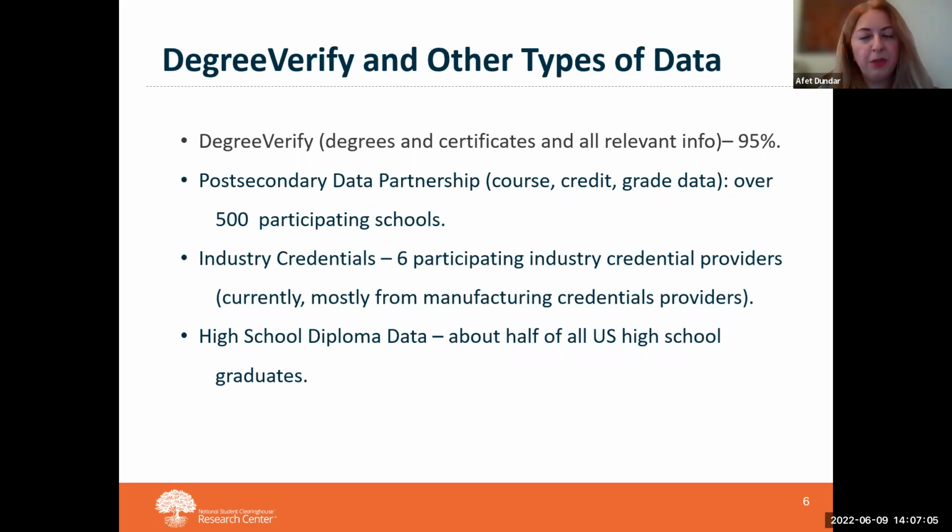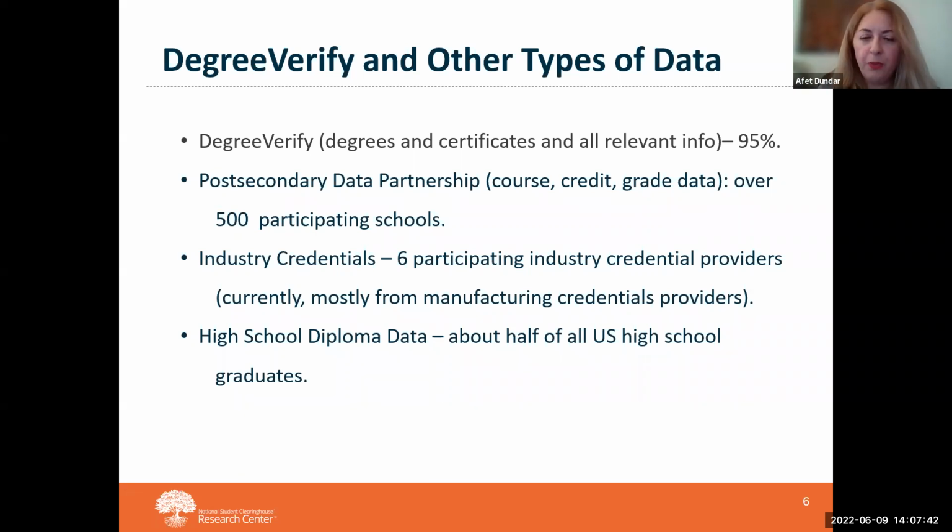Industry credentials, this might be new to most of you. Perhaps NSC, the clearinghouse has a service where we are collecting data from industry credential providers. At this point, we have six, I believe seven actually is just about joining. For the most part, these are manufacturing credentials. It's difficult to have a coverage on industry credentials, but we believe we have about one third of manufacturing credentials at this point. We also have safety professionals data and at least one industry credential provider from healthcare.